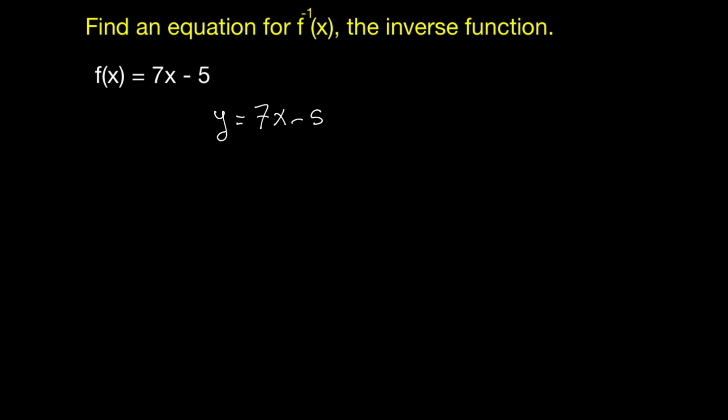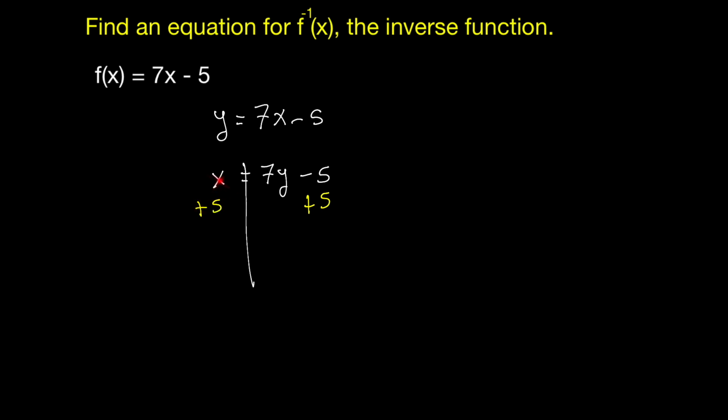The second step is to interchange y and x. So now I'm going to get x equal to 7y minus 5. Now I'm going to isolate y. I'm going to solve this equation for y. And in order to do that, I have to get rid of this -5. So I am going to add 5 to both sides of the equation.